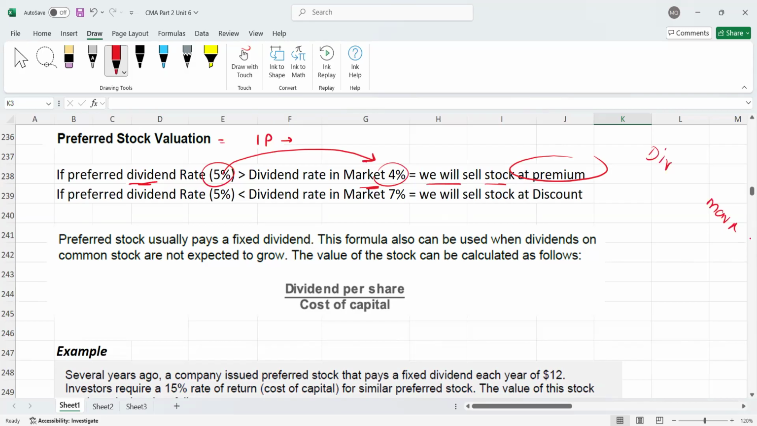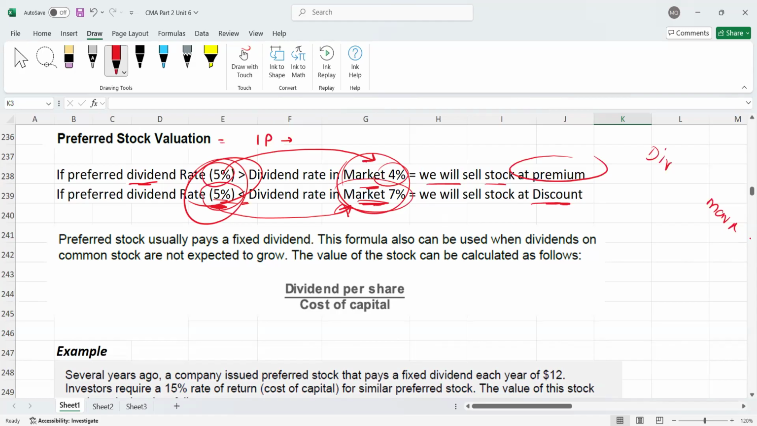Then if whatever dividend rate we are offering, let's say 5%, is less than the rate of dividend prevailing in the market, let's say 7% in the market, but we will pay only 5%. If you pay less than the market rate, then you should receive less than face value. In that scenario, the preferred stock will be issued at discount. But if our rate of dividend is exactly equal to the market rate, then it will be issued at face value.